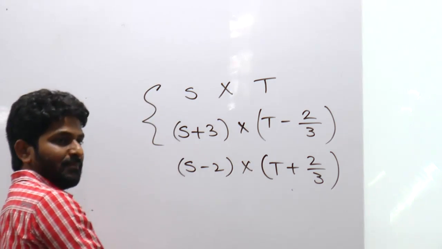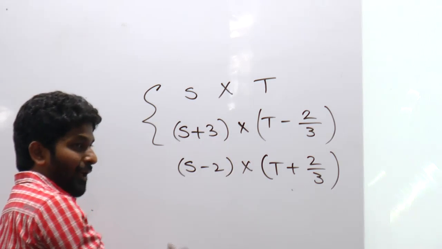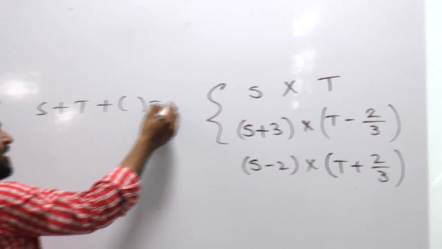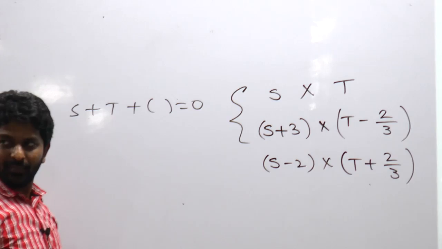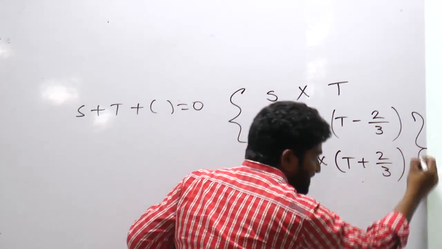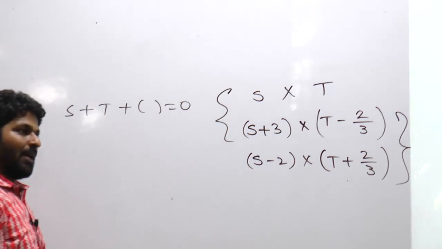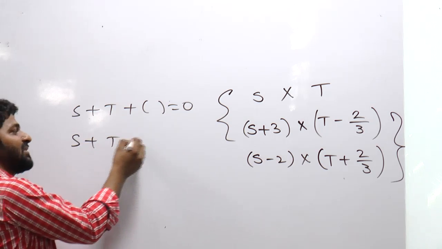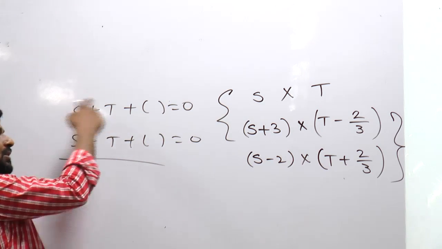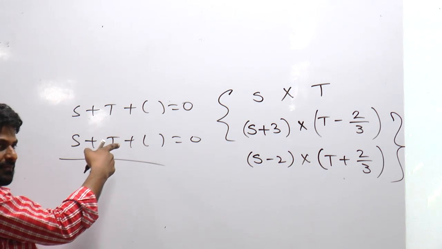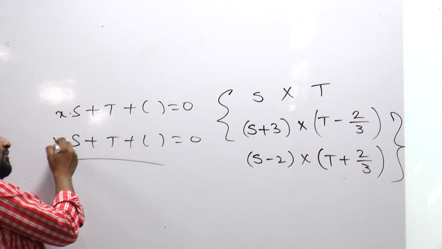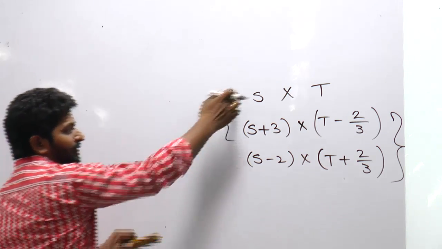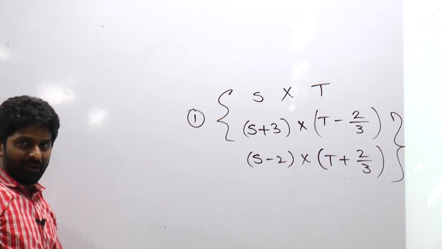Take these two values, ST gets cancelled, but you can form a linear equation with S plus T plus something is equal to 0, something like that. And again take the second equation and the third equation. Again you can form one more linear equation with the same S, T and something. Here the variables will be different, some x into S, y into S, something like that. You can form two linear equations. First linear equation by taking the first equation and then the second equation.